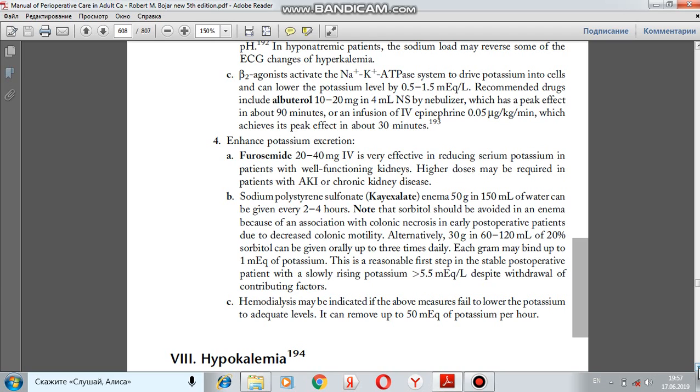Hemodialysis may be indicated if the above measures fail to lower the potassium to adequate levels. It can remove up to 50 milliequivalents of potassium per hour.